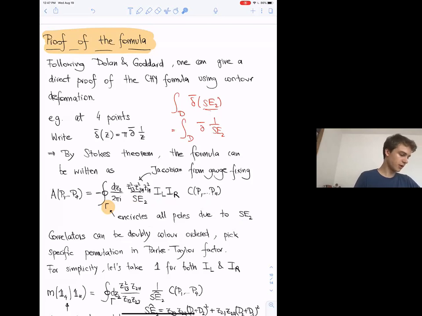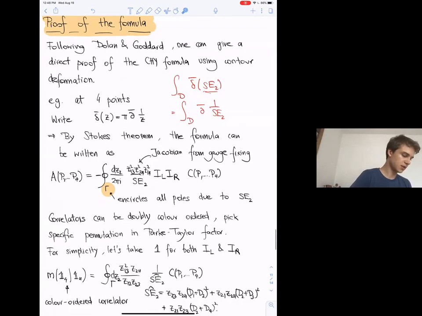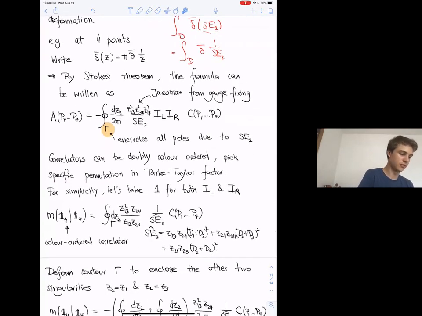Okay, to simplify our life a bit further, we can color order the correlators, like we do in Yang-Mills theory. And since we have 2 gauge groups, we can actually doubly color order them. What that amounts to is just that we pick a specific permutation in the Parke-Taylor factor. Recall that the Parke-Taylor factor was a sum of all the permutations, and now we're just fixing one term in the sum. For simplicity, let me just take the identity for both the left and the right movers. But this story, what I'm going to tell you, works independently of what you choose.